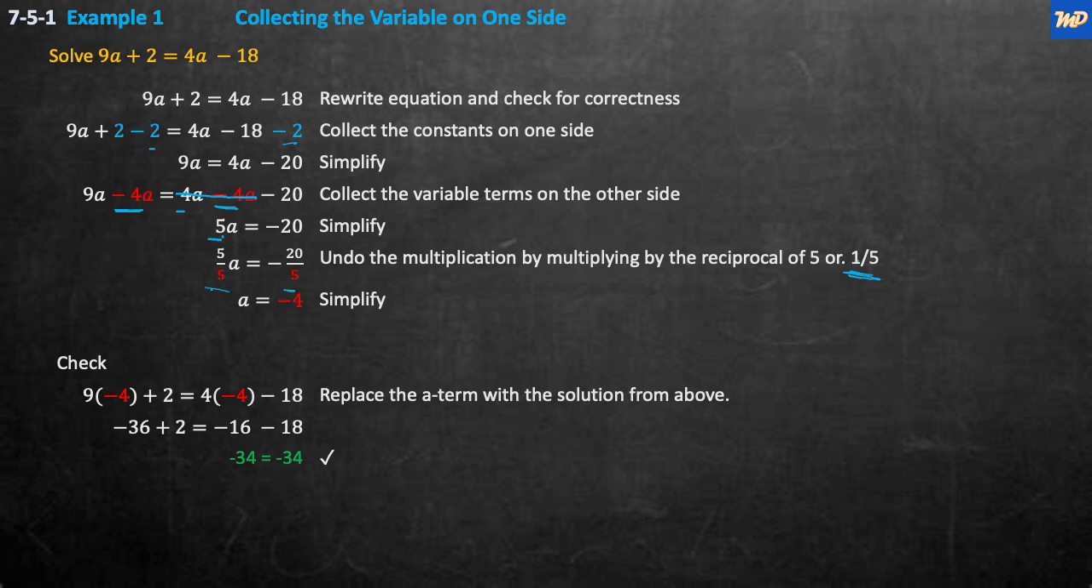When we do that, the 5s will cancel, and we're going to be left with 1a. 5 over 5 is 1. So 1a is equal to minus 4, because minus 20 divided by 5 is minus 4.